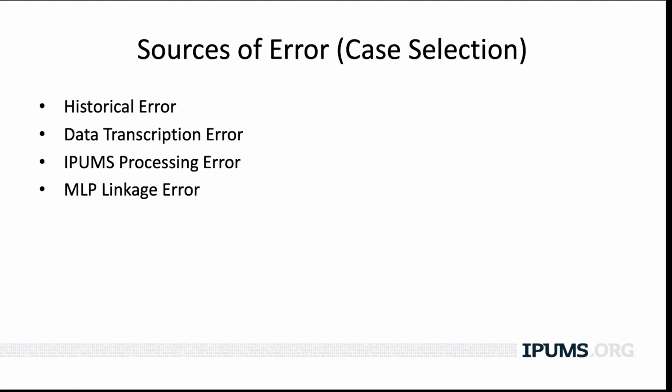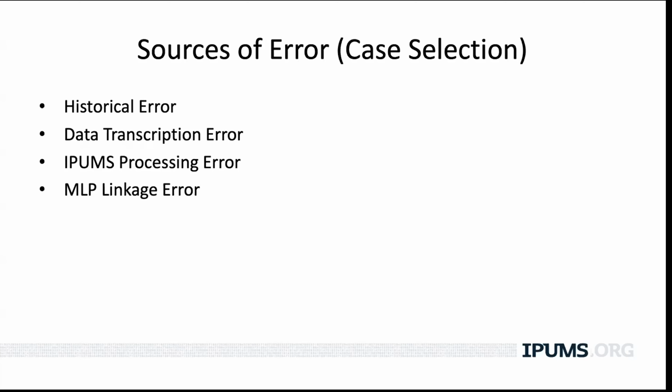And then the final source of error is an MLP linkage error, where Jonas showed you that even though the precision was very high, it's not 100%. There are definitely a few bad links in any linked data set, and it's possible that the person you're looking at is a bad linkage. It's a bad MLP link. And so those are the four sources of error.